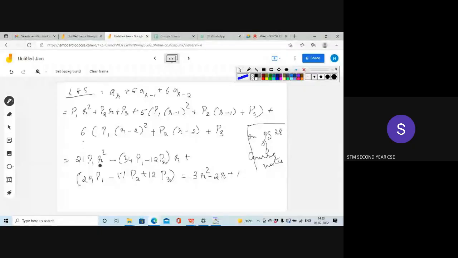So the coefficient of r square on left and right. What is the coefficient of r square on left? I'm going to compare the coefficients of r square, r and the constant term. So the coefficient of r square on left and the coefficient of r square on right is equated. So what is the coefficient of r square on left?